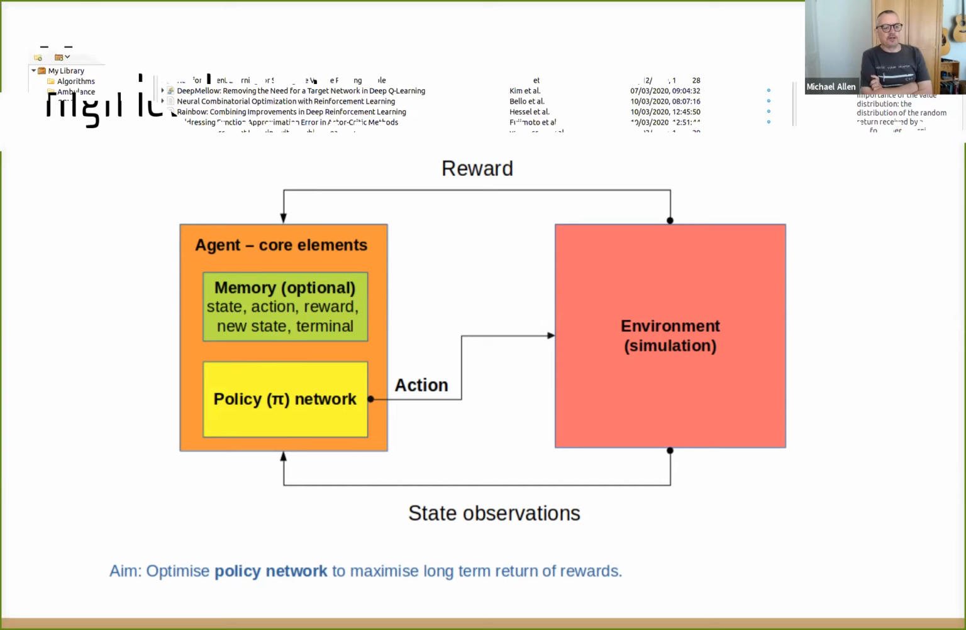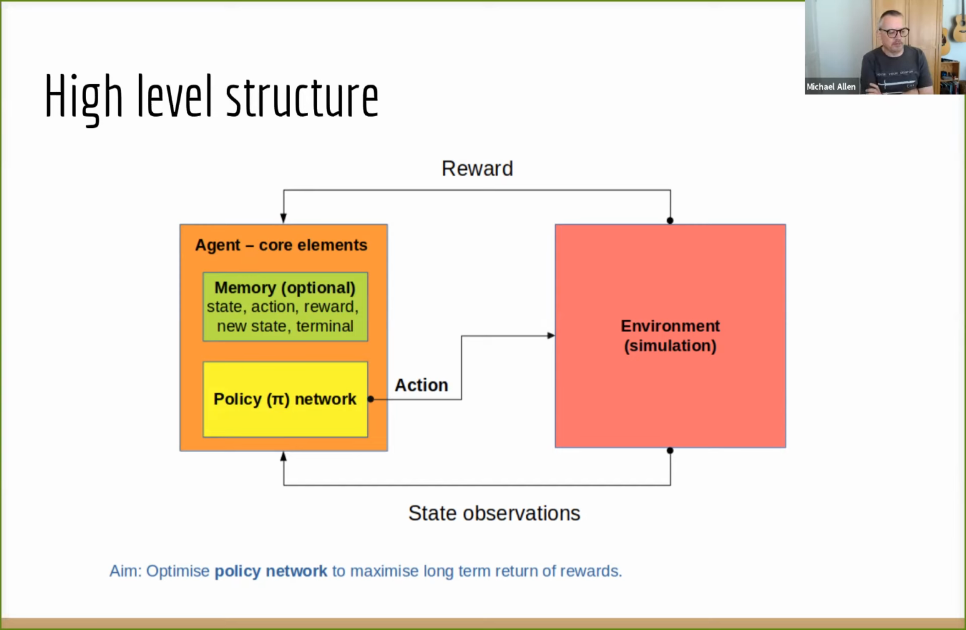So, high level structure: we've got our environment, which we'll be working with in simulation, and then we have our agent, and the agent contains a couple of core things. It contains a memory. I put optional there, but everything we're looking at has a memory. So for every time you act, you remember what action you took from what state, what reward you got, what new state you ended up in, and whether it's a terminal state or not, which is when everything ends. And then we've got our policy network, and that's what we're trying to improve the whole time to maximize our long-term rewards.